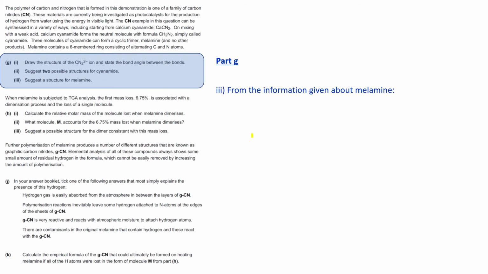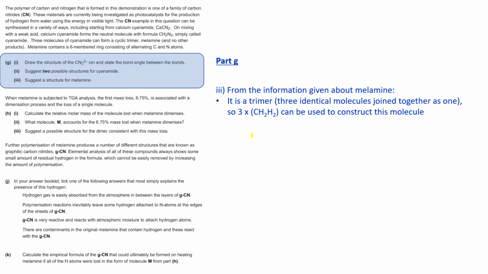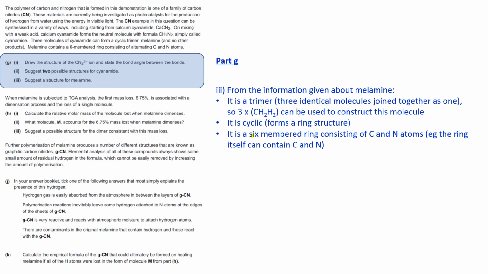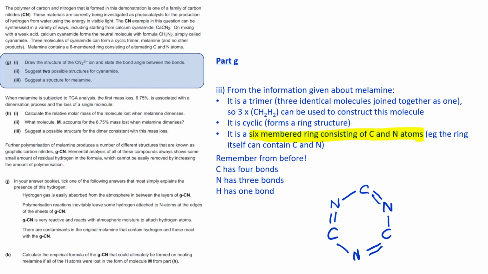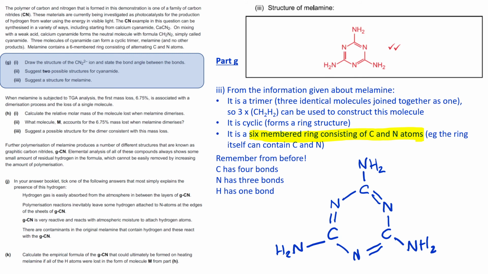So then it says suggest a structure for melamine. So let's have a look at the information it tells you. It tells you it's a trimer. There's 3 identical molecules joined together as one. So 3 lots of CH2N2, sorry, can be used to construct this molecule. It's cyclic, and it's a 6-member ring consisting of C and N atoms. So remembering the number of bonds each atom has, that gives us this structure here. Okay, that's our mark scheme, which matches what we've just come up with.